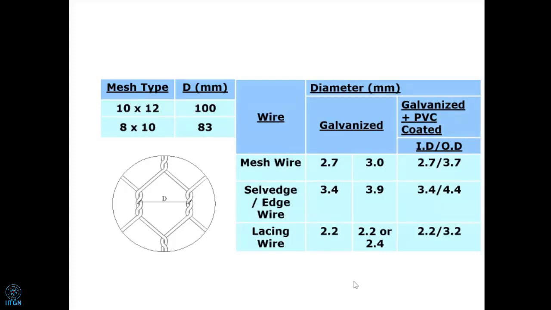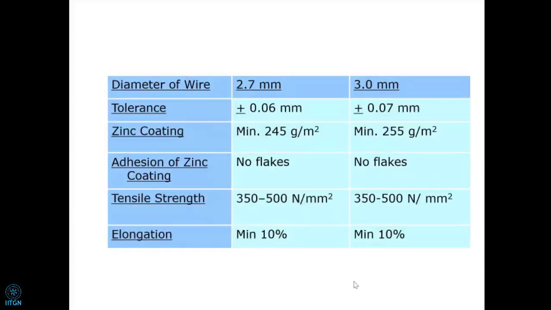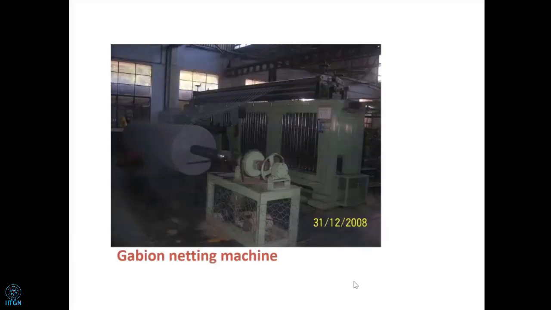Then there is a selvage wire which is used to make the box, and lacing wire. These details are available. I am not going to do that. Any manufacturer who supplies the gabion will be providing these details. So what you see is the machine, the gabion knitting machine.